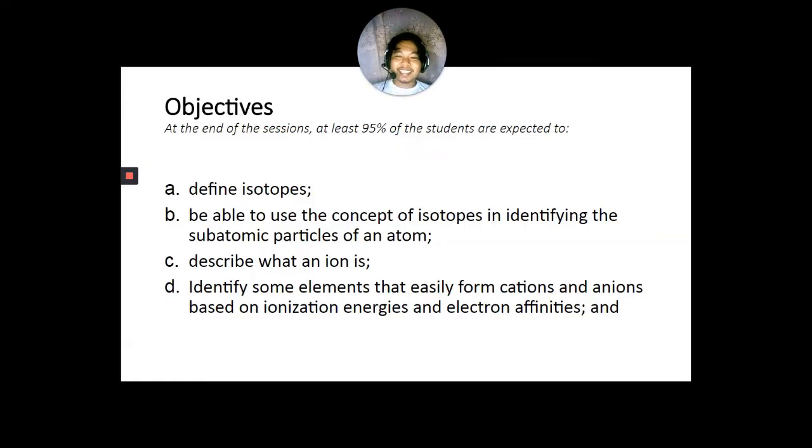Charot. Anyways, for this pre-recorded session, we are going to define the following: the isotopes, ions, and then distinguish or identify the elements that form the two different kinds of ions, and then later on, we'll use these concepts to fill in some table, or to identify some subatomic particles related to the concept of isotopes.